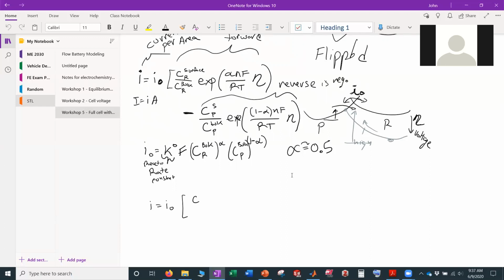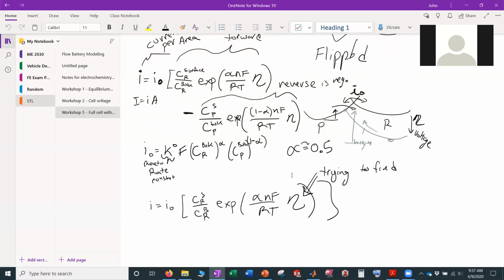You have the concentration of the reactant at the surface over the concentration of the reactant in the bulk, times the exponent of alpha NF over RT times your overpotential, which is what we want. This is what we're trying to find. We want to know what is the overpotential associated with the kinetics. But now we can solve this equation. So that's the good part.